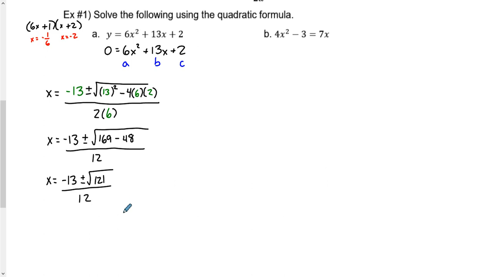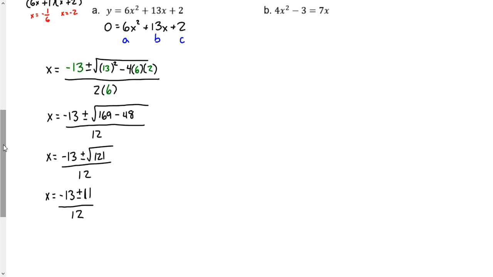Now the square root of 121 works out really nicely. It's 11. So it'll be negative 13 add or subtract 11. Now just recently, I've seen this one as another error. For some reason, I've seen people who take the square root and then still write it as the square root of 11. No, the square root of 121 is 11. There's no more square root. So that's kind of a new error that I've seen. I haven't really seen it in previous years before.